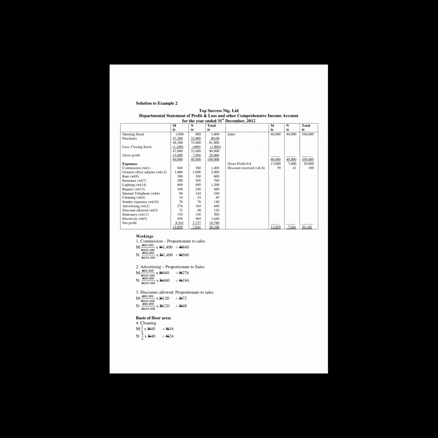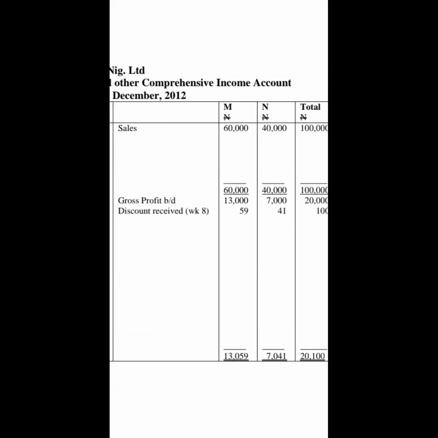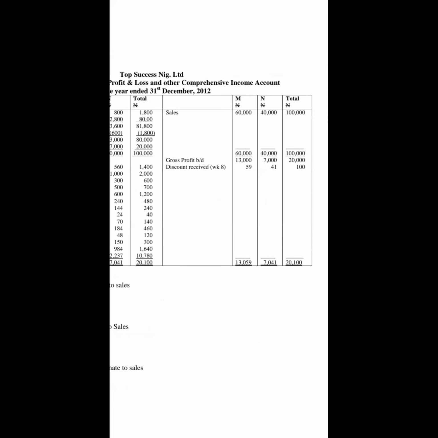So now, if we go to the solution, we have Top Success Nigeria Limited. Let's start from sales. Are we seeing it? The sales we are having here, from the question, we were told that sales of department M is 60,000, while the sales for department N is 40,000. So the total gives us 100,000. There is nothing to calculate there. They've given us directly from the question.